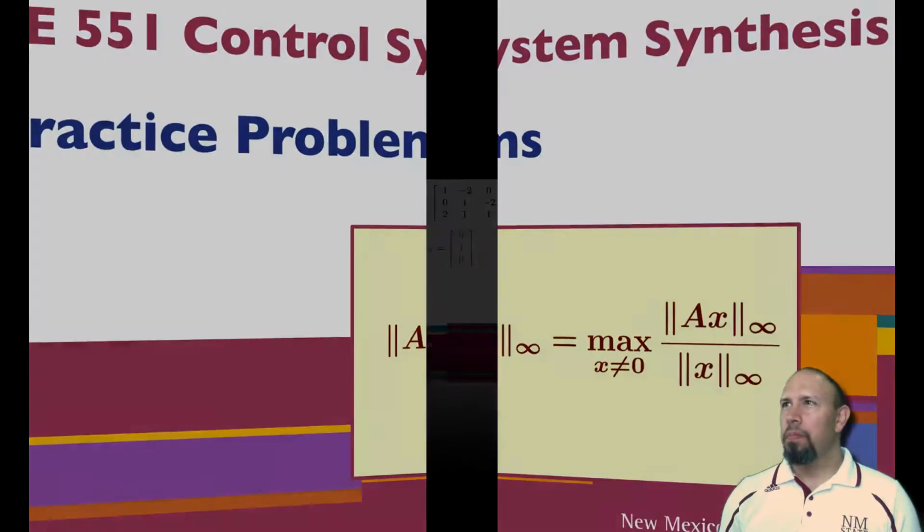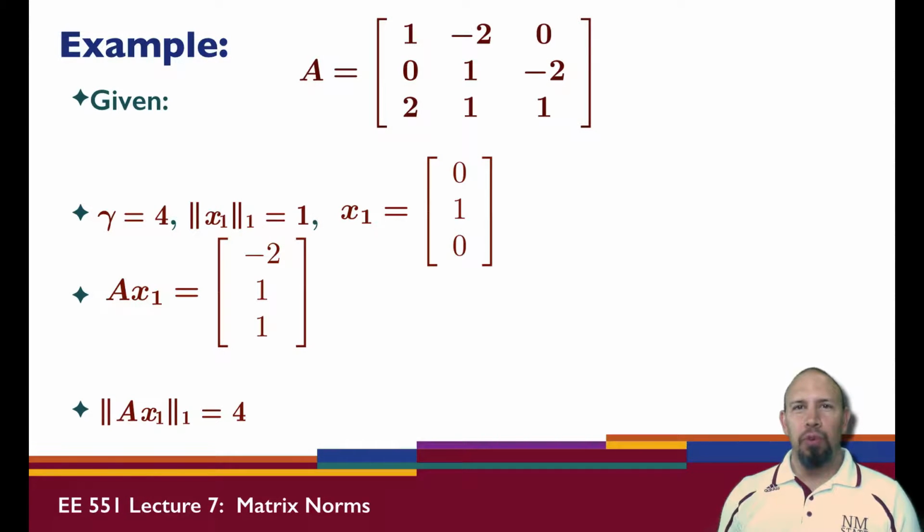Practice problems. So first we're going to look at practice problems relating to norms. We have this matrix, and we want to compute the one norm of it. As I mentioned, we start with an upper bound, and we look for a vector so that A times that vector has that upper bound. Remember, the upper bound we saw for the one norm was the absolute column sum. So that's where this number comes from.